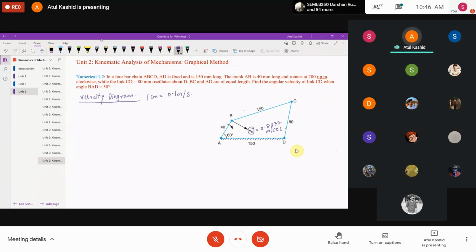So for 1 centimeter, if we take 0.1 meter per second, then for 0.8377 meter per second, what will be the centimeter? From this, you can easily calculate the length AB in centimeter, right? So we'll start with the velocity diagram now.